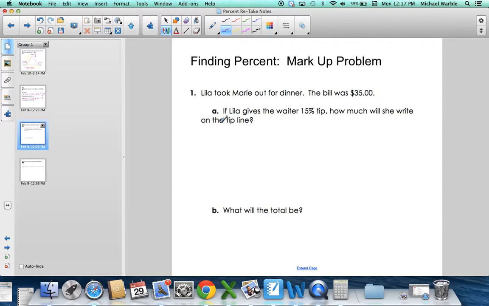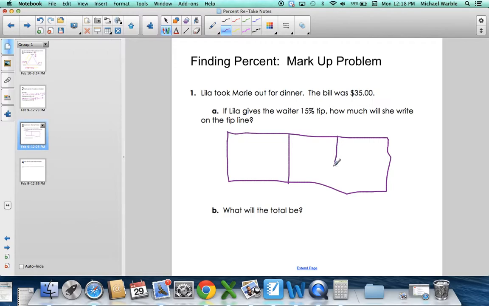So, Leah took Marie out for dinner. The bill was $35. If Leah gives the waiter a 15% tip, how much will she write on the tip line? I'm going to do my best to make straight lines for a chart here. Okay, so we want to know how much she will write on the tip line. This is going to be the best way to organize our prices.